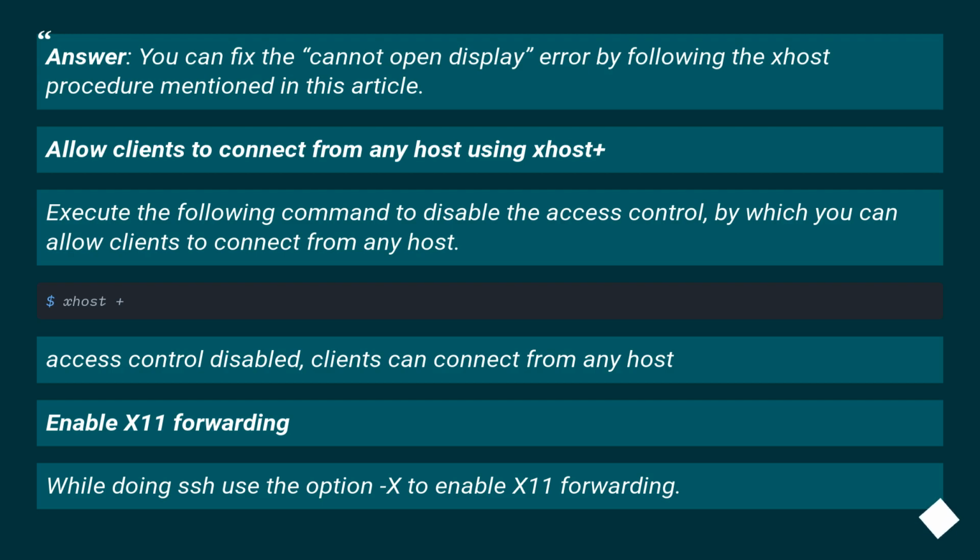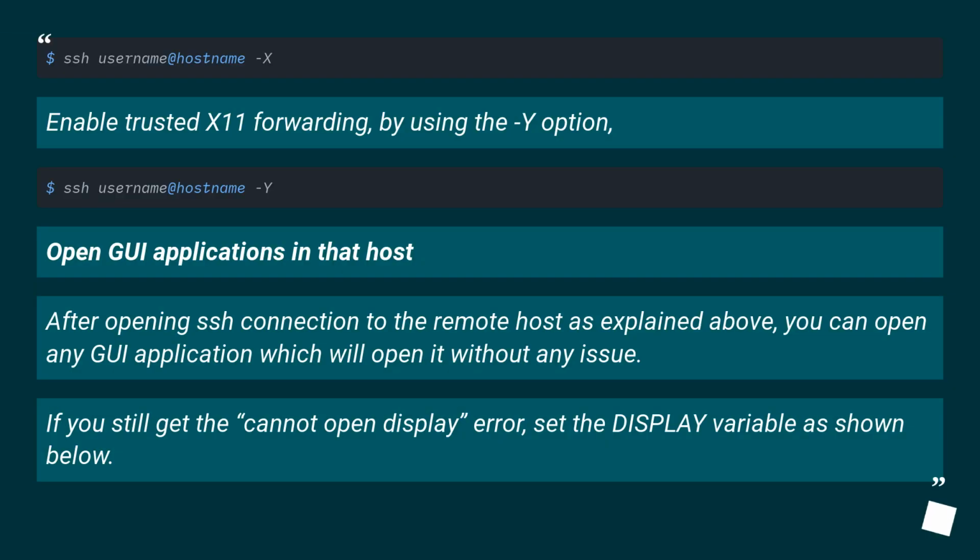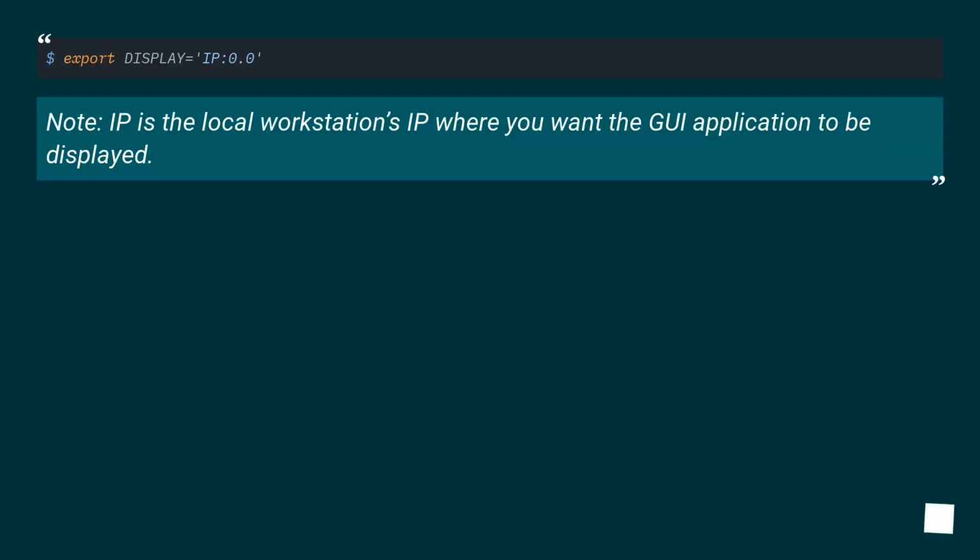Enable X11 forwarding. While doing SSH, use the -X option to enable X11 forwarding. Enable trusted X11 forwarding by using the -Y option. Open GUI applications on that host. After opening an SSH connection to the remote host as explained above, you can open any GUI application without any issue. If you still get the "cannot open display" error, set the DISPLAY variable as shown below. Note, IP is the local workstation's IP where you want the GUI application to be displayed.